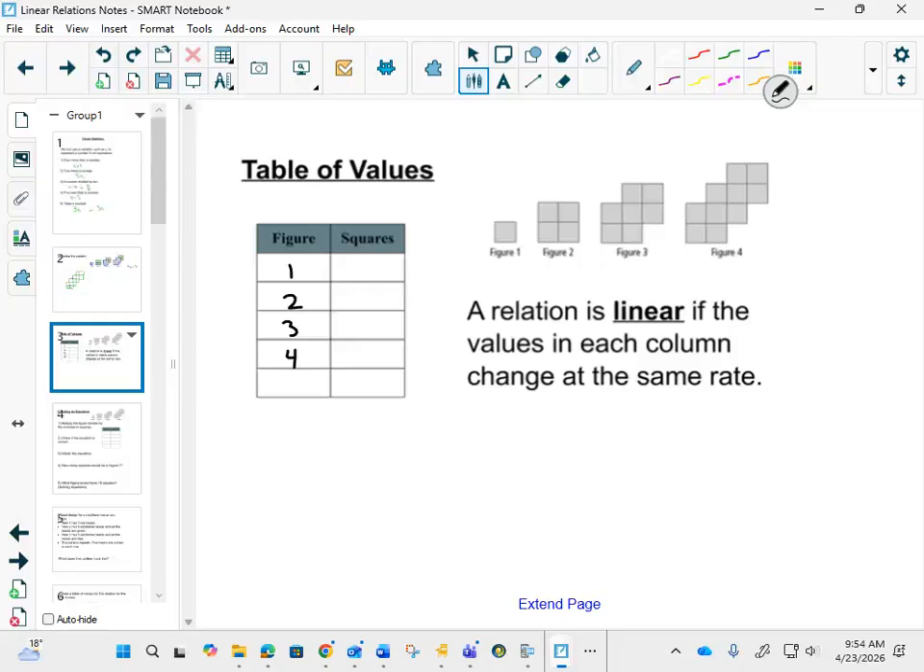How many squares are there in figure 1? 1. Then in figure 2 there was 3. No. 1, 2, 3, 4.